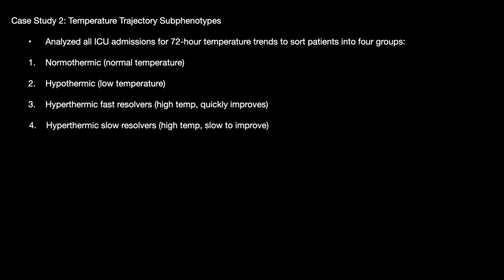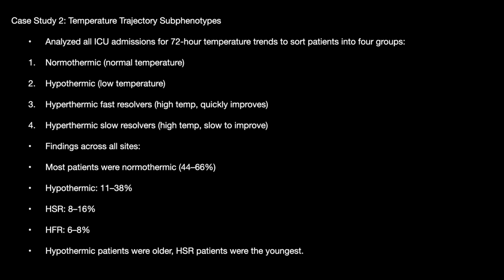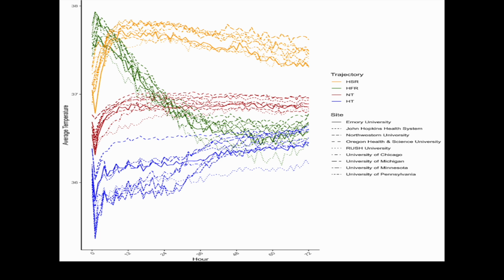The next was the temperature trajectory subphenotype. They analyzed all ICU admissions from 72 hours of temperature trend to sort them into 4 groups: the normothermic, hypothermic, hyperthermic slow resolvers, and hyperthermic fast resolvers, and they combined the data of all the sites. Most patients were normothermic, hypothermic was less, and slow responders and fast responders were 16 and 8%. The hypothermic patients were older, the slow responders were the youngest, and this was the trajectory they pointed out. So basically they were trying to predict what was going to happen.